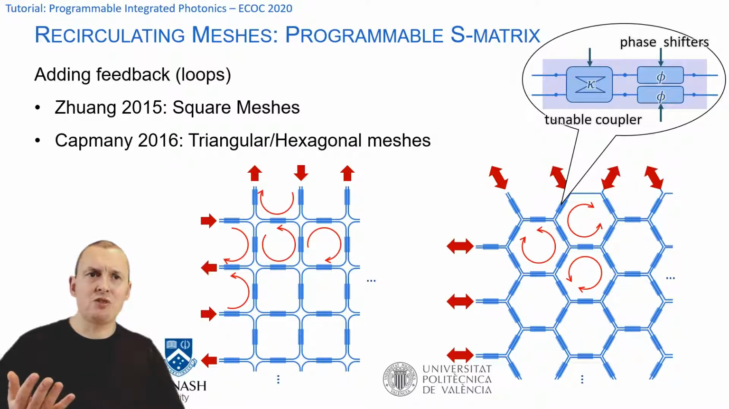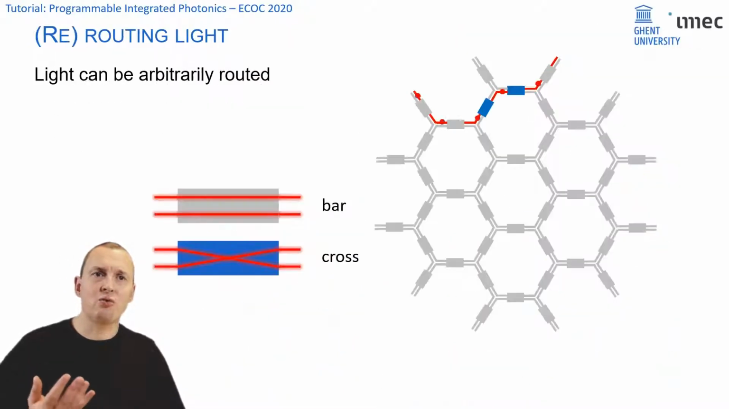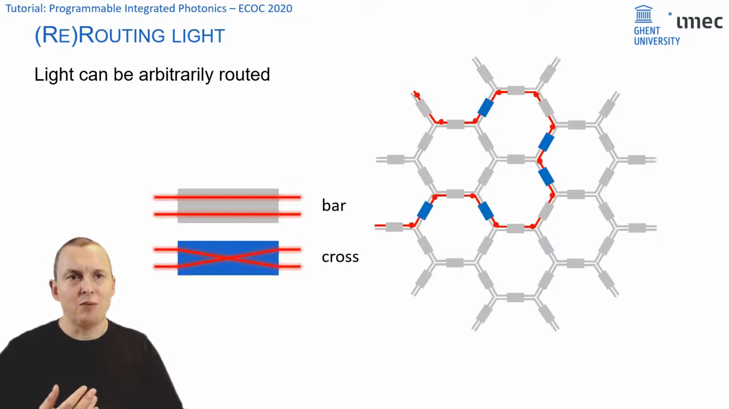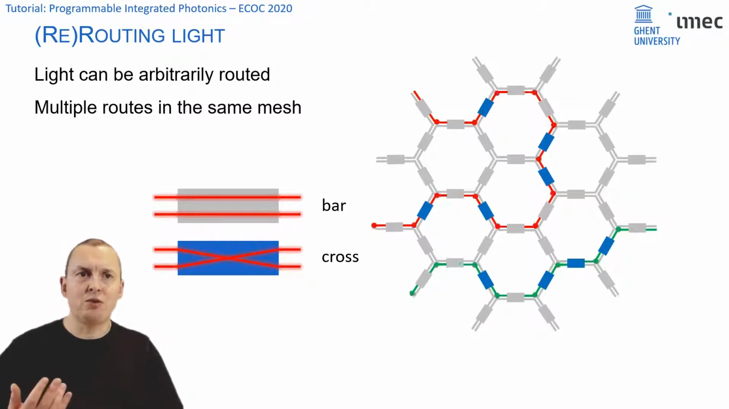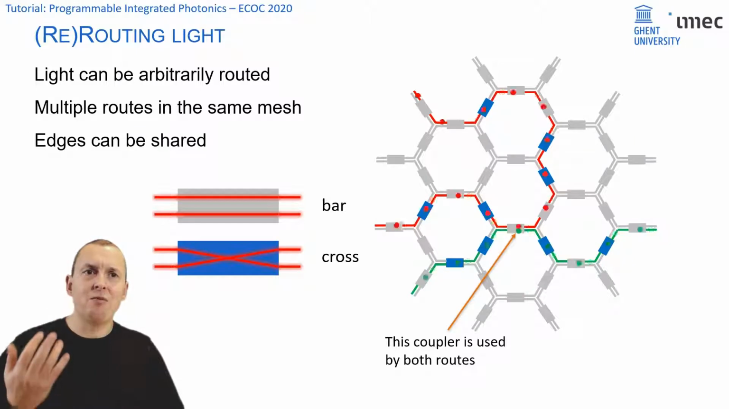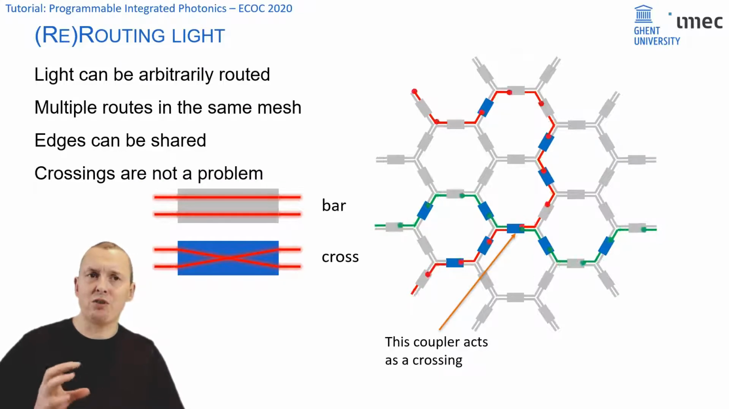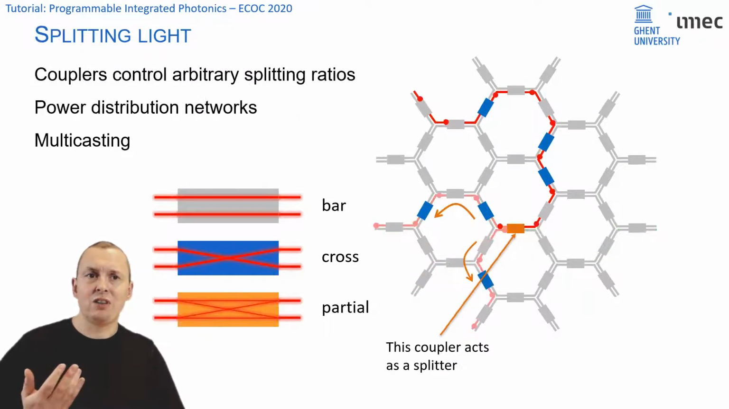And this becomes interesting now because you can use such a mesh to route light around. So you can basically, by reconfiguring the couplers between bar and cross state, route the light around the mesh. You can do that for multiple routes, and you can even bring two routes together through the same coupler. And that allows you to make crossings, for instance, or even to make power splitters.